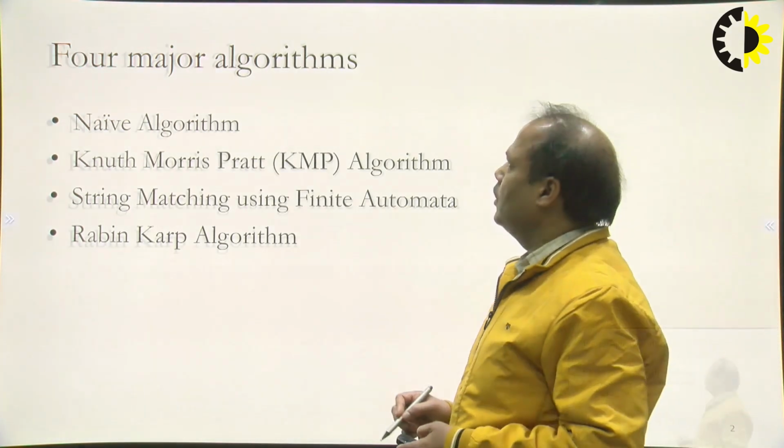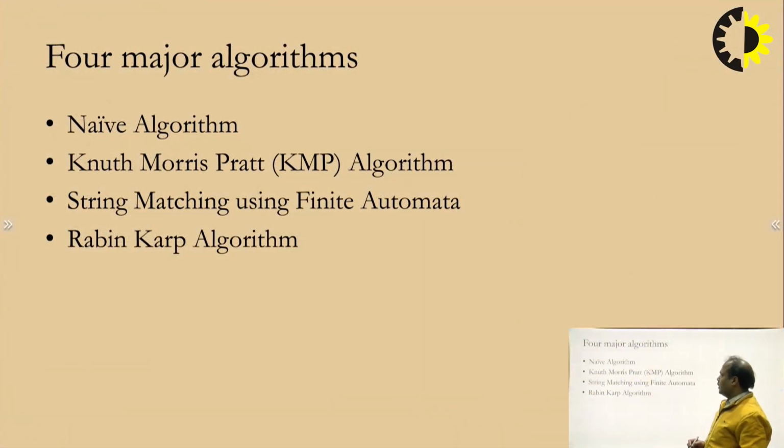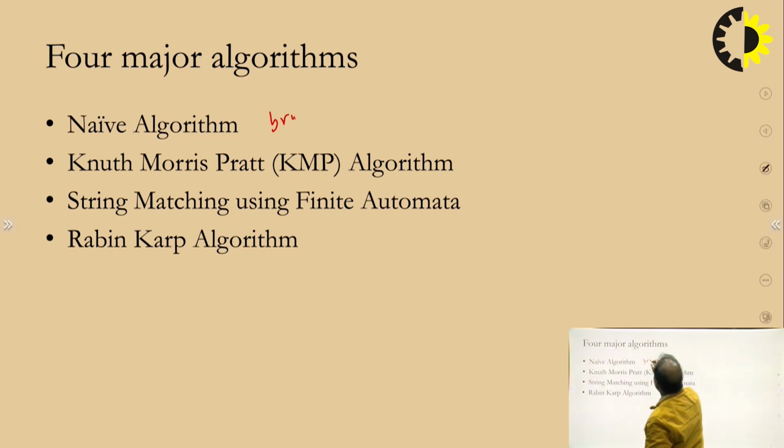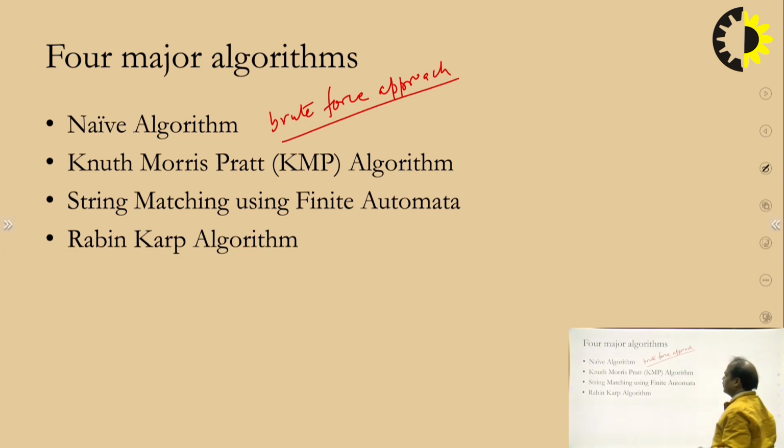There are four major algorithms in this string matching category. First one is the naive algorithm, which is also known as the brute force algorithm, a very classical approach. Second is KMP, a linear time algorithm given by Knuth, Morris and Pratt. Third category is string matching using finite automata, which is also a very easy algorithm. And fourth is the Karp and Rabin algorithm.